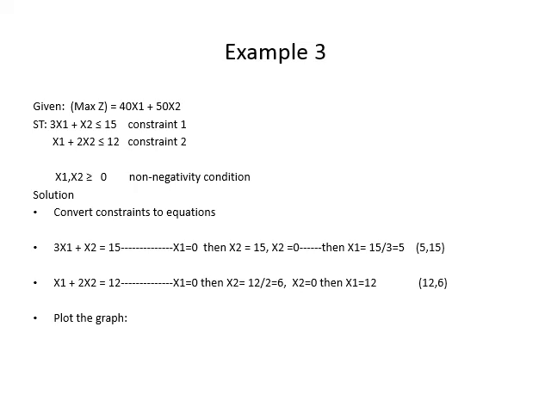Given also two constraints, subject to 3x1 plus x2 less or equal 15, this is constraint number 1, and x1 plus 2x2 less than 12, constraint number 2. The non-negativity condition x1, x2 more or equal 0. Solution.